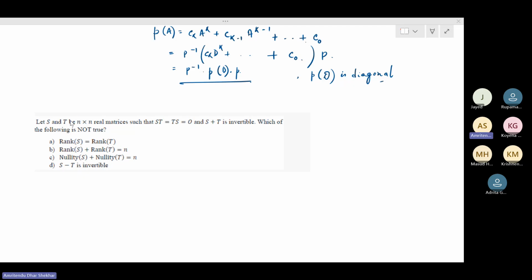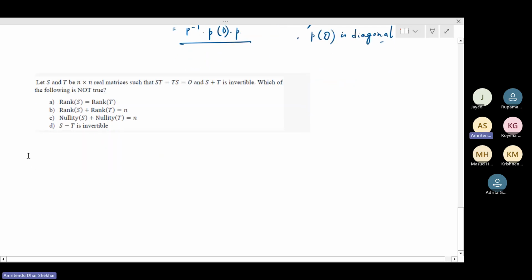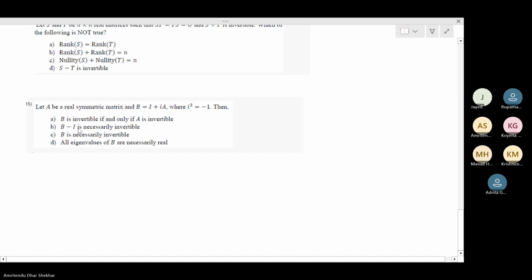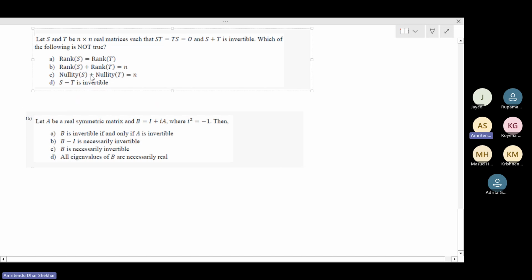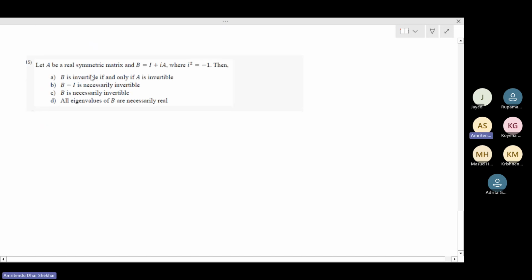Okay, let's try to solve this problem first, and then we'll come to this particular problem, since I'm not sure how to figure out the solution of that one. Let's look at this problem first. So A is a real symmetric matrix, and B is equal to I plus, essentially, this complex matrix.